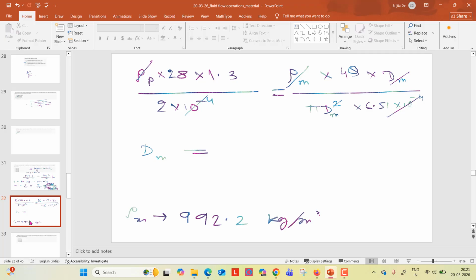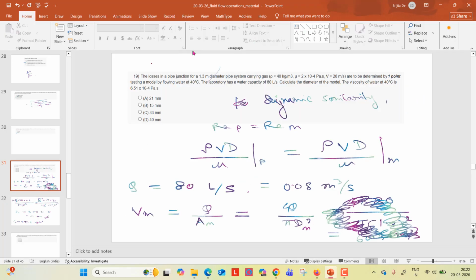Okay. So now it will be like 40 and 992.2. So if you do this, it will come as 0.021 meter. So it is 21 millimeter. Okay, so I think we have the answer here. It is 21 millimeter. Next.